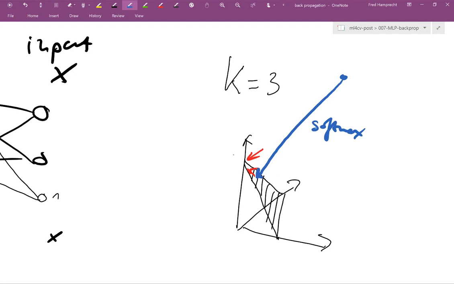More questions? Okay. Yeah, go ahead. Do I need to normalize the input to the neural network? No. The input can be anything.